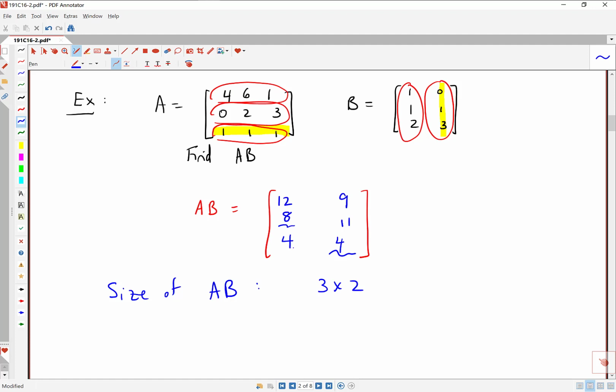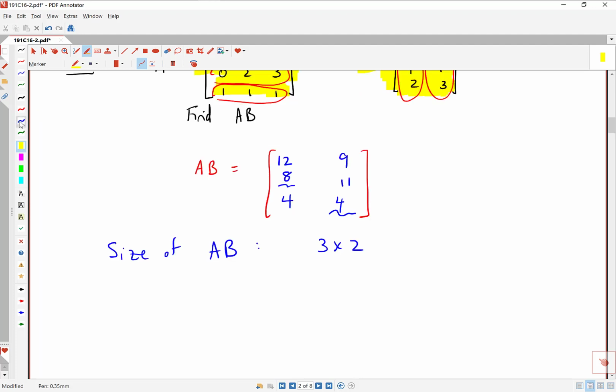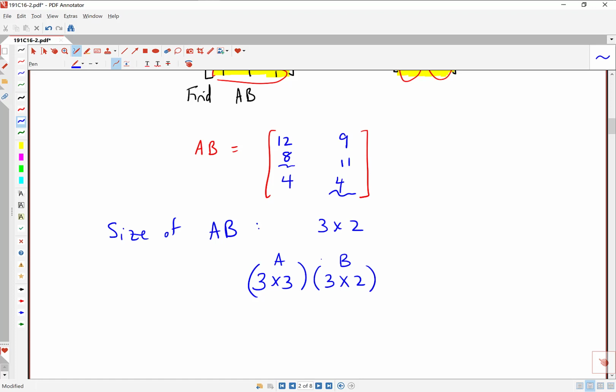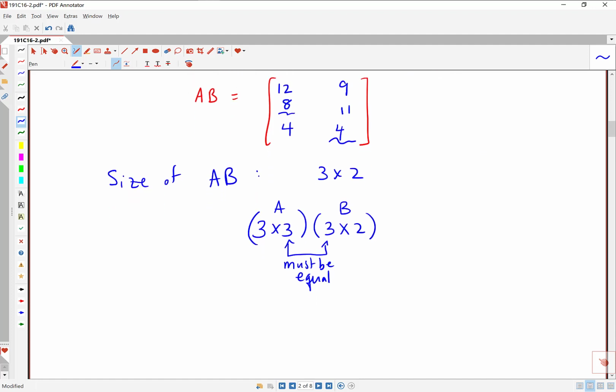Let's see if there was a way to predict that based on the two matrices that we started with. So let's look up at matrix A here and matrix B and think about their sizes. So A was 3 by 3 and B had 3 rows and 2 columns. So that was 3 by 2. In order to multiply two matrices together, the inside numbers must be equal. So if you ever have a situation where these two inside numbers are not equal, we'll see in a later example that you just aren't able to multiply the two matrices together. The sizes are incompatible.